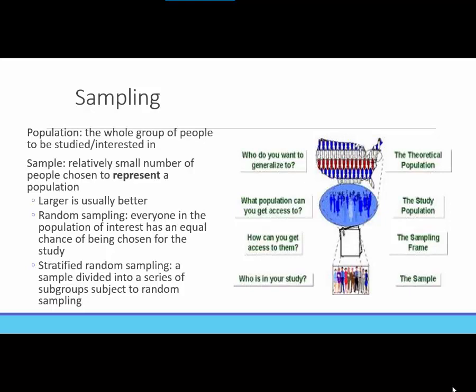Now, what does it mean to say that you have a well formulated sample? Well, obviously, you want your sample to be generalizable to the larger population. So, you want to make sure that different types of people are represented, which brings us to two specific forms of sampling.